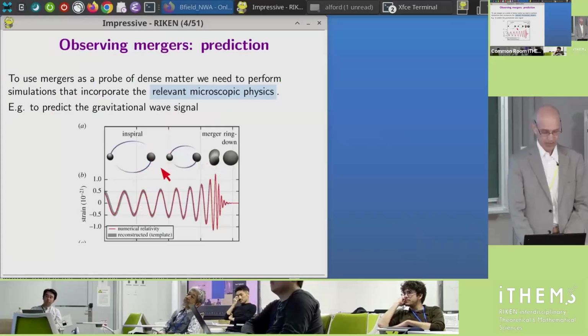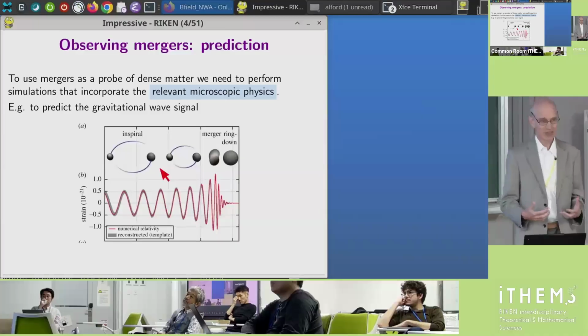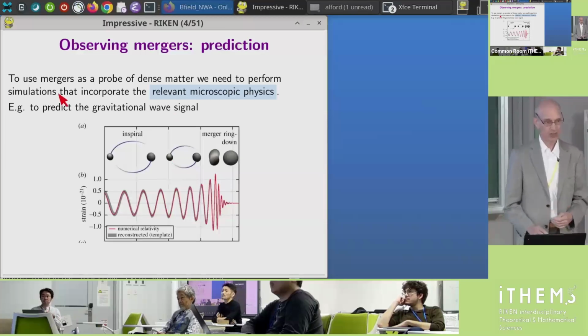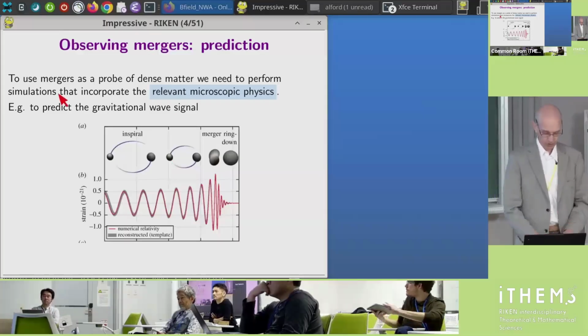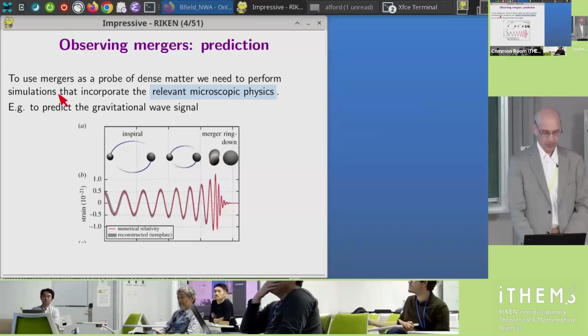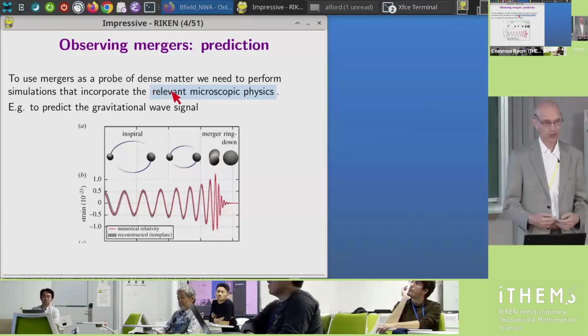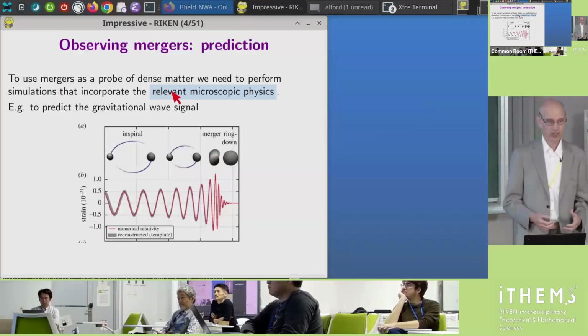In order to get useful information about the phases of dense matter from these sorts of observations, we need to perform simulations. We do gravitational physics simulations of the merger of two neutron stars, and those need to incorporate the relevant microscopic physics. So what I'm going to be talking about today is the sort of microscopic physics that goes into these simulations. What do we need to include?